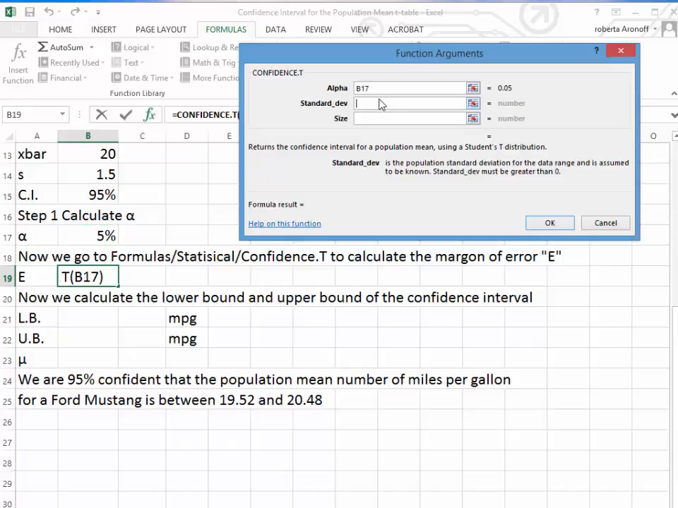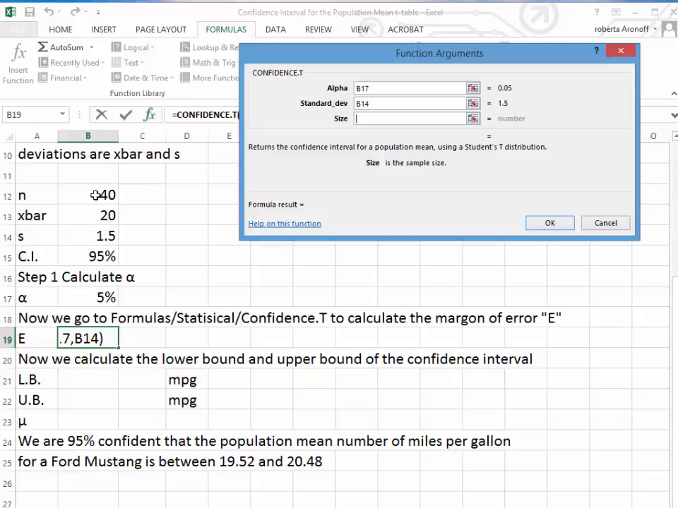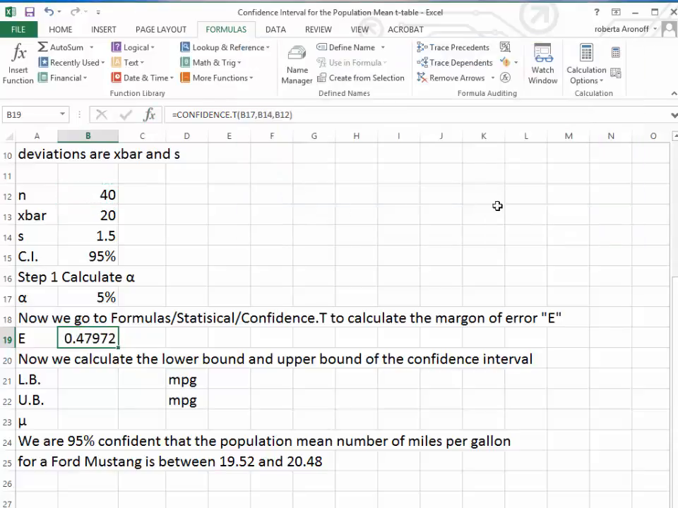The second window, we need the sample standard deviation, which is the 1.5. And we need the sample size, because the computer is going to calculate the standard deviation for all groups of size 40. Notice that the formula will have its result in 2 places on our template. And this tells us we're approximately 0.48 of a mile above and below the 20 miles per gallon.